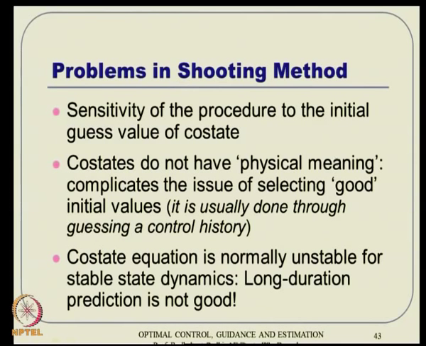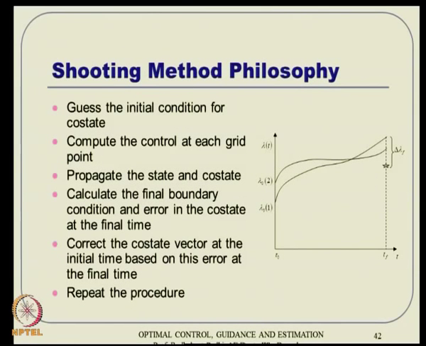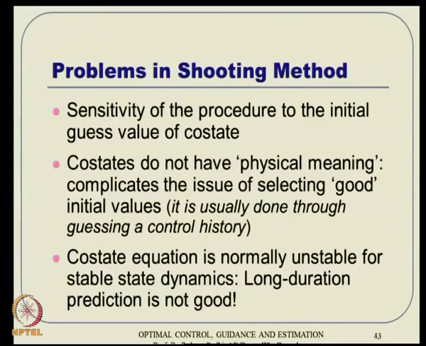The problem in this method is the high sensitivity with respect to the initial value of the co-state. Remember, for a stable plant with stabilizing control, the co-state equation is actually unstable. So if you have a little inaccuracy in the initial condition value, it leads to a lot of inaccuracy in the final value, and eventually the entire procedure may break down; it may not even converge. And the effort of guessing the co-state value is even more difficult, because co-states do not have any physical meaning. They are nothing like distance, velocity, current, or voltage. So we do not know what kind of numbers to choose.